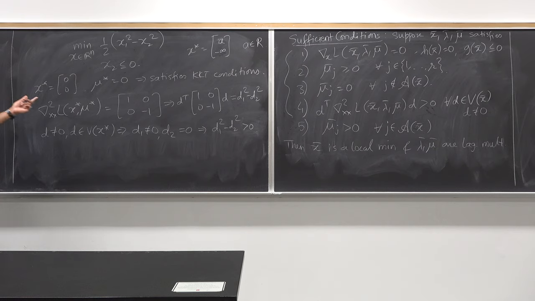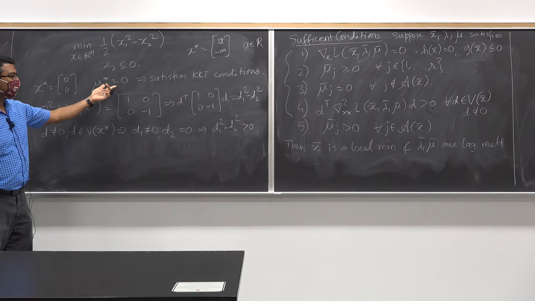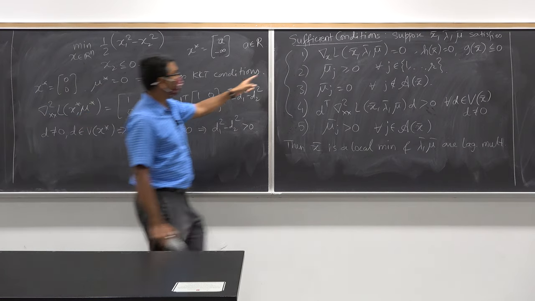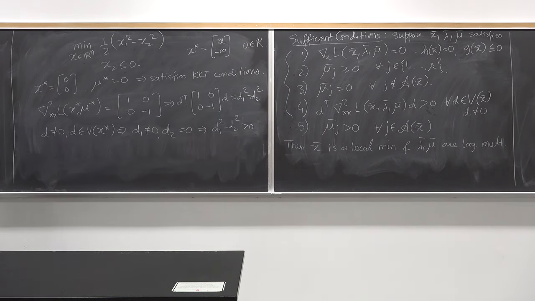Okay. So this point, x star equals to 0, mu star equals to 0, satisfies 1, 2, 3, and 4. All four sufficient conditions are satisfied. Let's check the fifth sufficient condition. Actually, fifth is easy to check.